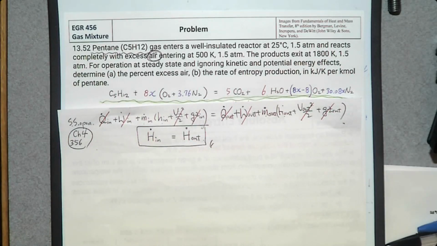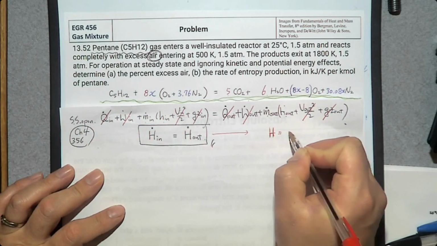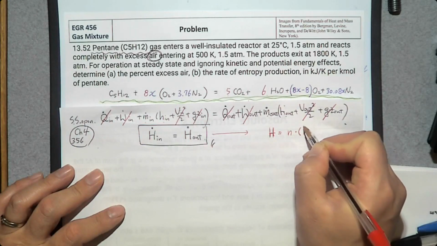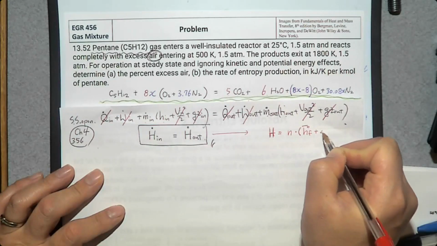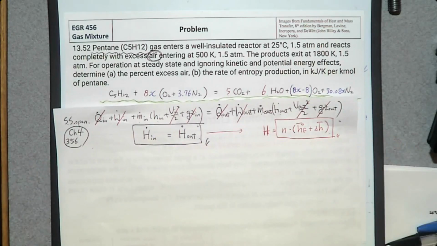Then, how can we determine H? When you have a chemical reaction, this H can be determined by N times the enthalpy of formation plus delta H bar. Do you remember that we studied last week, right? So we are going to calculate this one for each reactant and each product. That's all.